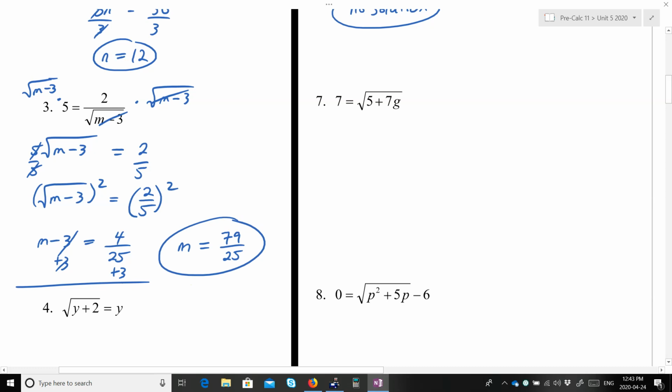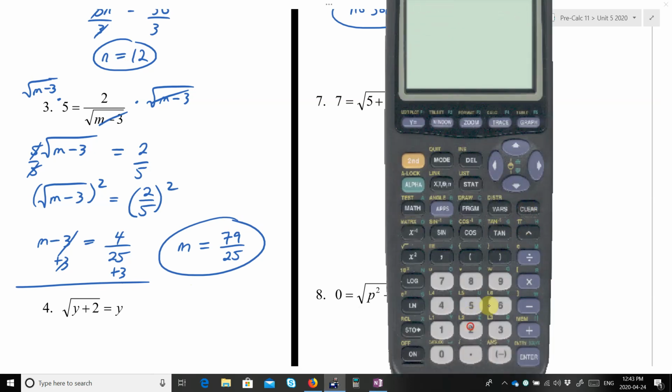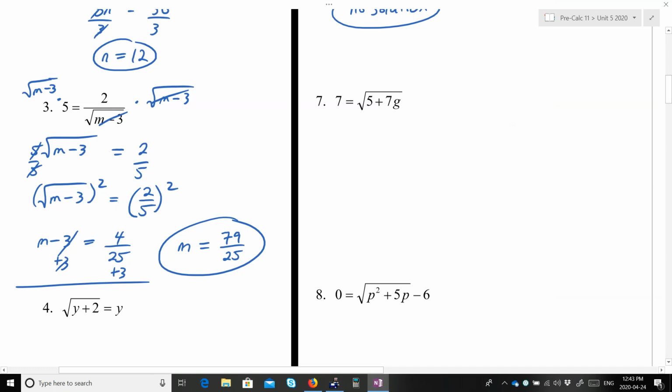Okay, and that works in the original equation because it's 2 divided by the square root of m minus 3, and m is 79 over 25. Minus the 3, close the bracket, that's supposed to equal 5. Boom, we got it. Okay.